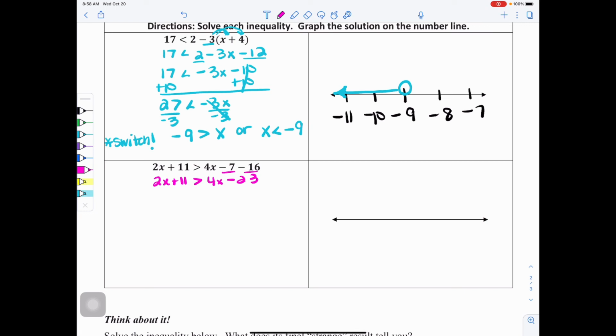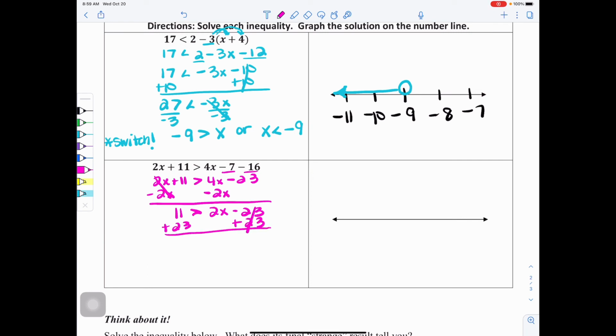Then variables on both sides. I have a choice. I can get rid of the 2x or the 4x. I'm going to get rid of 2x by subtracting 2x. Since it's positive, I want to do the opposite operation. So these are gone, and I get 11 is greater than 2x minus 23. I'm going to undo my subtraction by adding 23 to both sides.